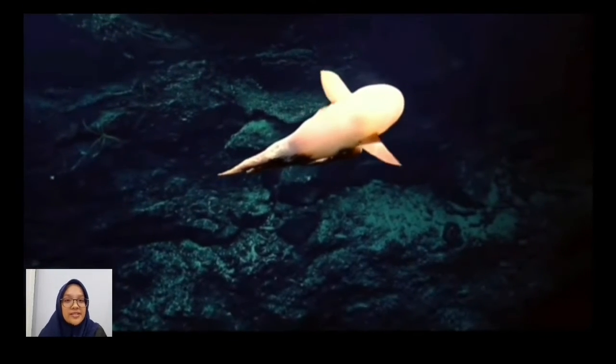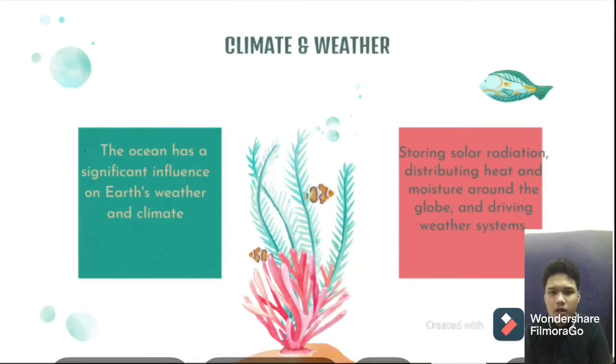Do you guys know that the Earth's climate and weather are actually influenced by the oceans? The ocean influences weather and climate by storing solar radiation, distributing heat and moisture around the globe, as well as driving the weather systems. So one way that the world's ocean affects weather and climate is by playing an important role in keeping our planet warm.